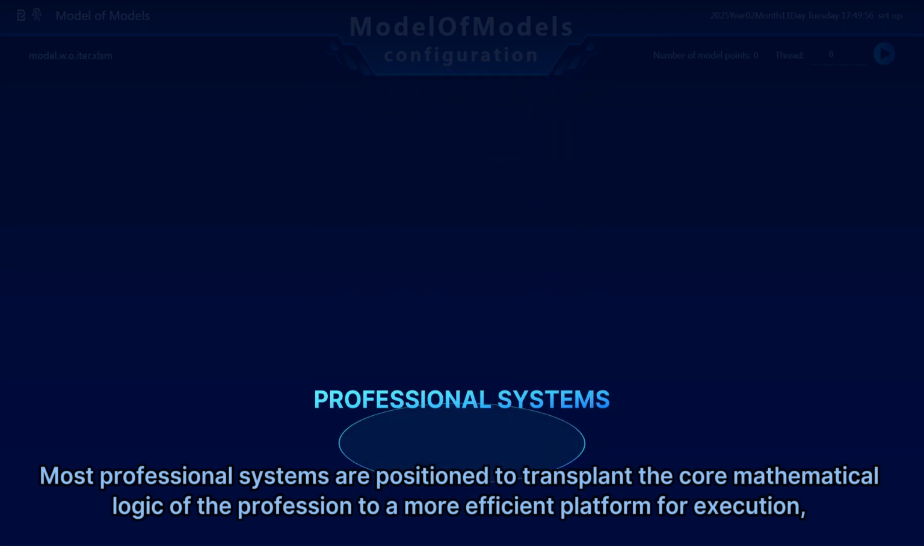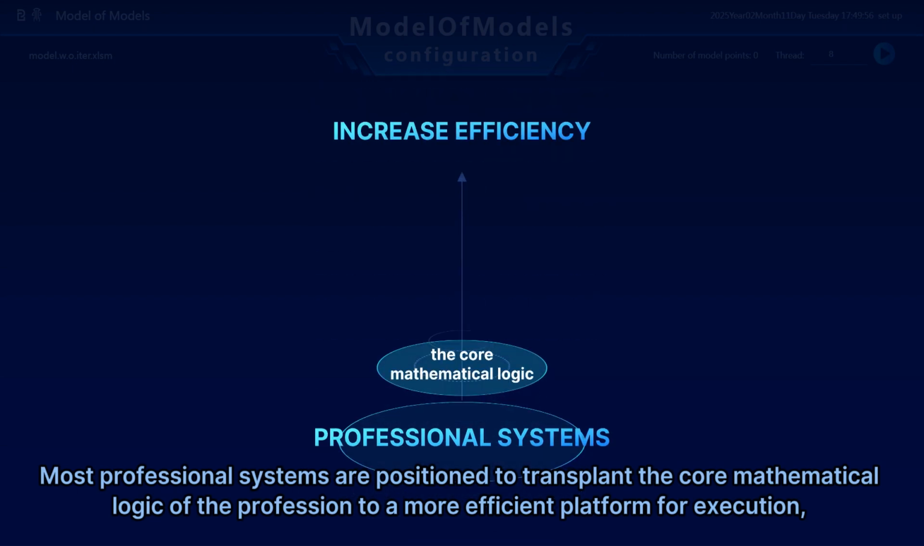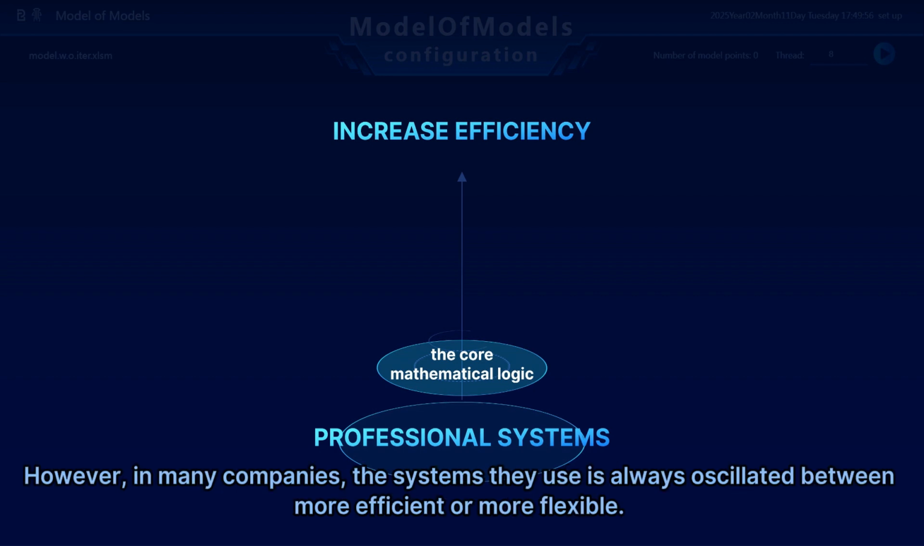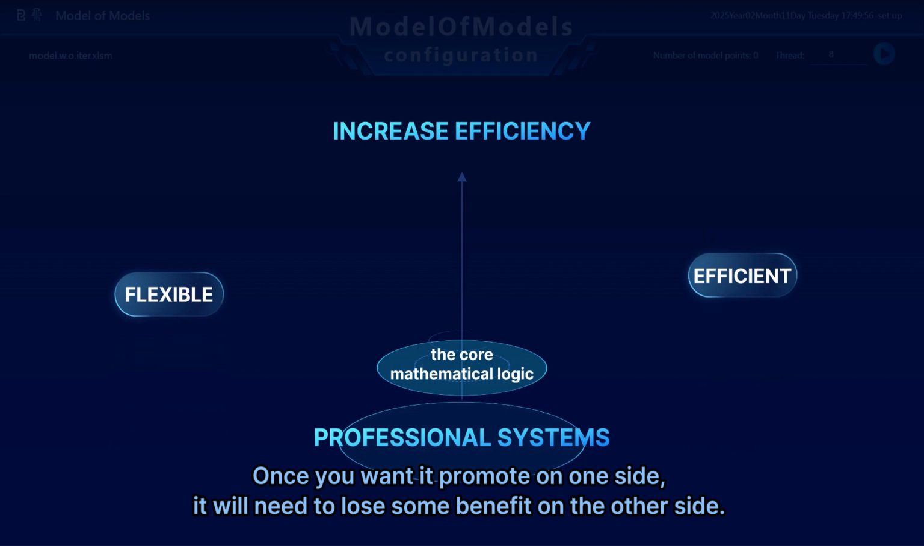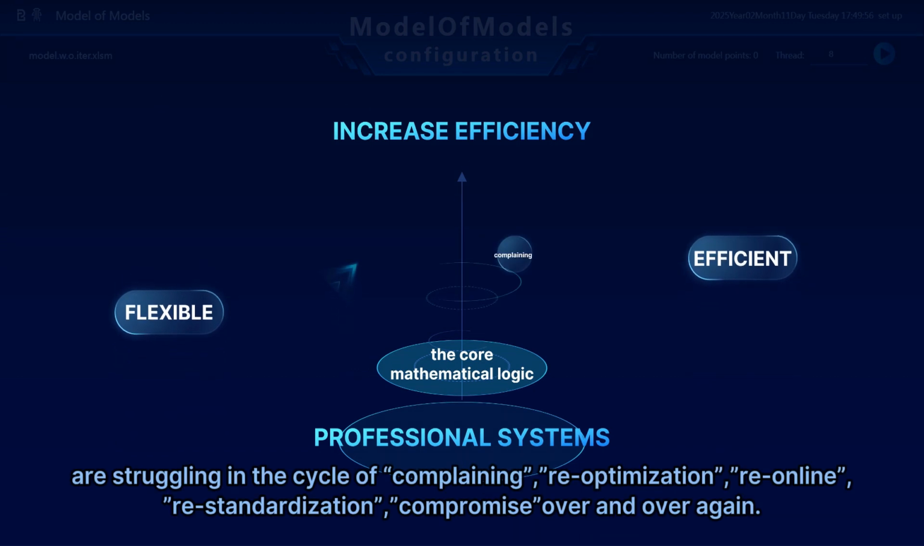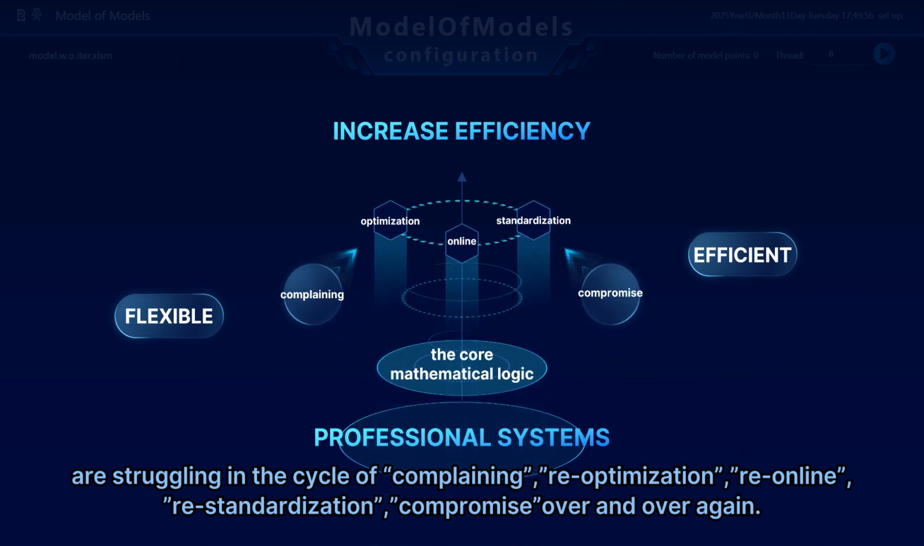Fundamentally, most professional systems are positioned to transplant the core mathematical logic of the profession to a more efficient platform for execution, to cut the time and reduce the financial and human costs, and promote business development. However, in many companies, the systems they use always oscillate between more efficient or more flexible. Once you want to promote one side, you need to lose some benefit on the other side. Because of this, all the users and relevant operation and maintenance personnel and project managers are struggling in the cycle of complaining, re-optimization, re-online, re-standardization, compromise, over and over again.